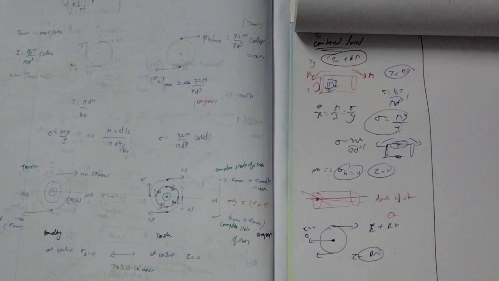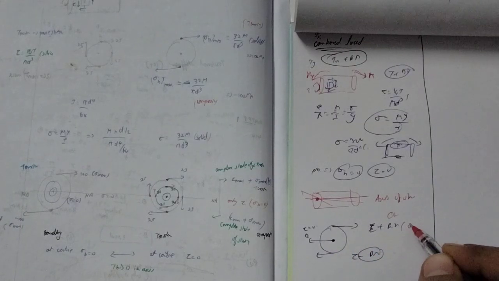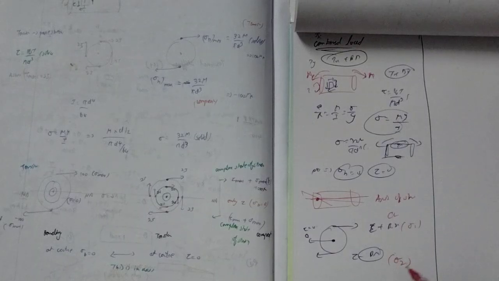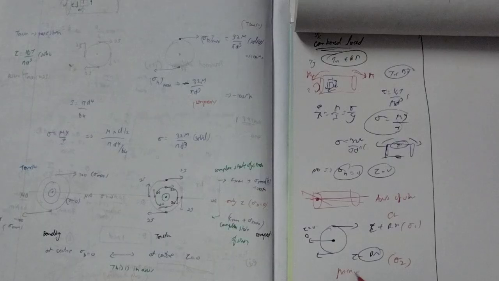So you can see here this is entirely principal stress 1, this is entirely principal stress 2, and shear stress, and each and everything is there. So it is a complex state of stress.